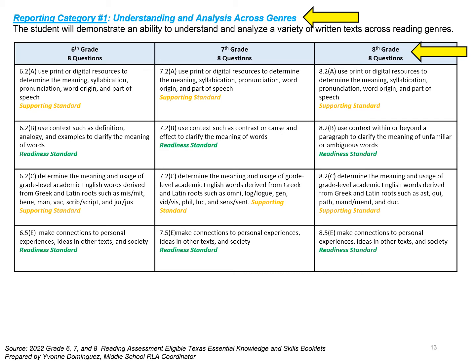After that, what you will see are the SEs, or the student expectations, that are going to be tested in this particular example. Again, it's reporting category 1. And then I've also added supporting and or readiness.